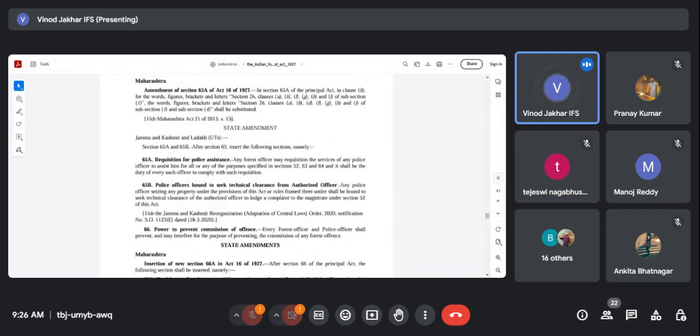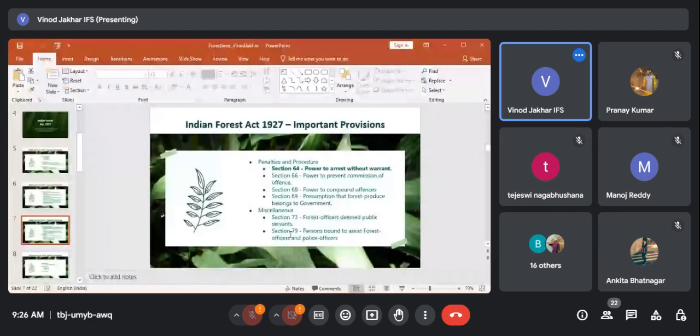There is one more section, Section 66, power to prevent commission of offense. Section 66 says that every forest officer and police officer shall prevent and may interfere for the purpose of preventing the commission of any forest offense. This section is very rarely used by forest officers, but it is important because it allows you to take steps to prevent the commission of a forest offense.